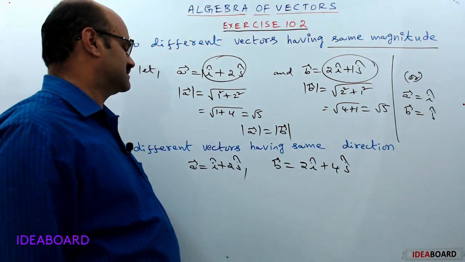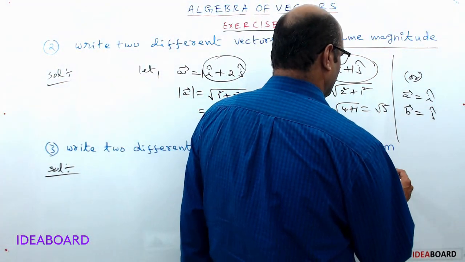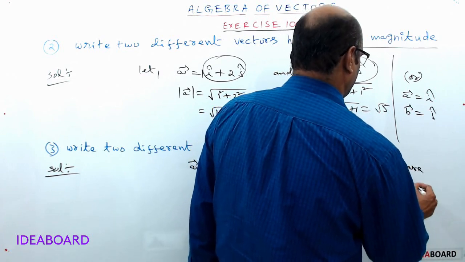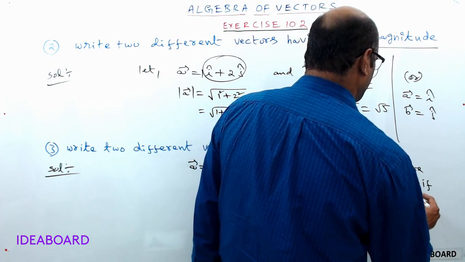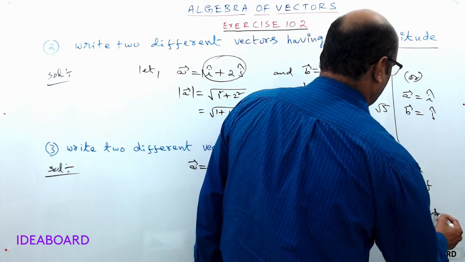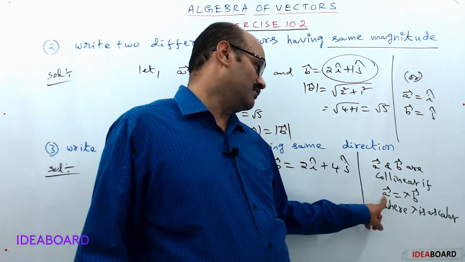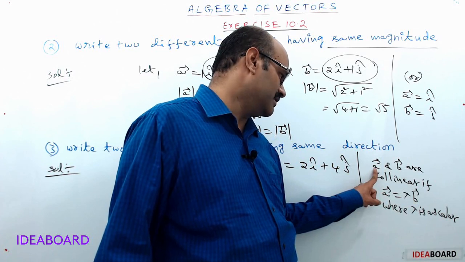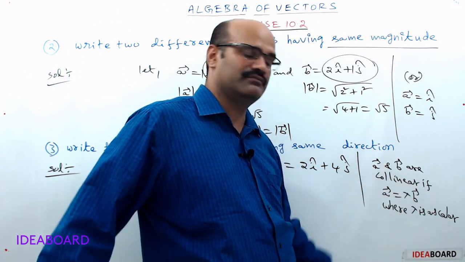When do you say two vectors are collinear? If A vector and B vector are collinear, if A vector equal to lambda into B vector, where lambda is a scalar. Whenever A vector equal to lambda into B vector, then we say that the two vectors A bar and B bar are always collinear to each other.